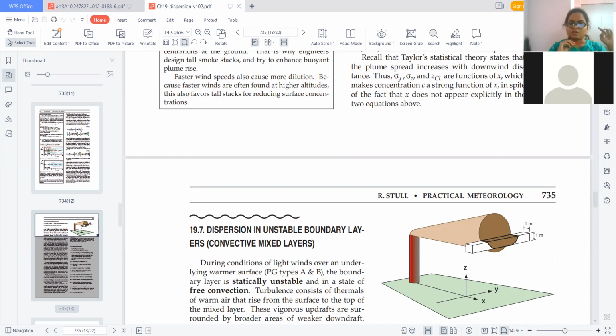Carbon dioxide 0.03%. Generally plants use it for the purpose of their food making. Then water vapor 4% and trace gases.